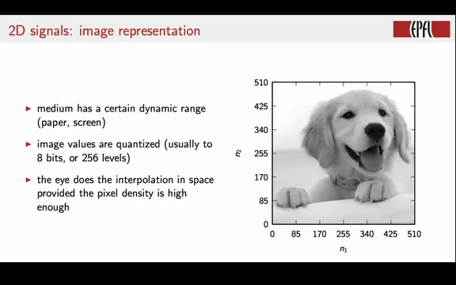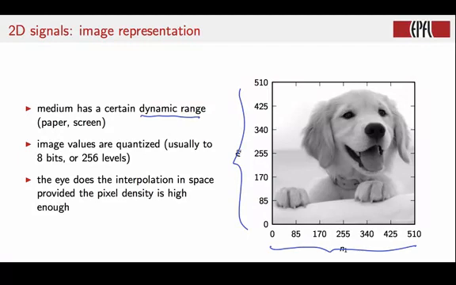Of course, the most common representation for a 2D signal, which is also an image, is the image representation. In this case, we exploit the dynamic range of the medium. In this case, we have a computer monitor, and we know that each pixel can be driven to represent a different shade of gray. And since the pixel values are packed very closely together in space, here for instance we have 512 by 512 pixel values, the density will be high, and the eye will create the illusion of a continuous image.